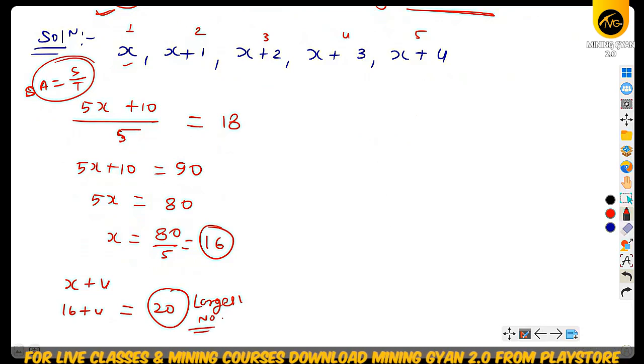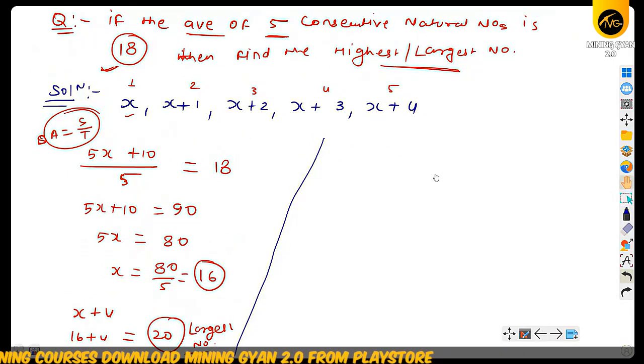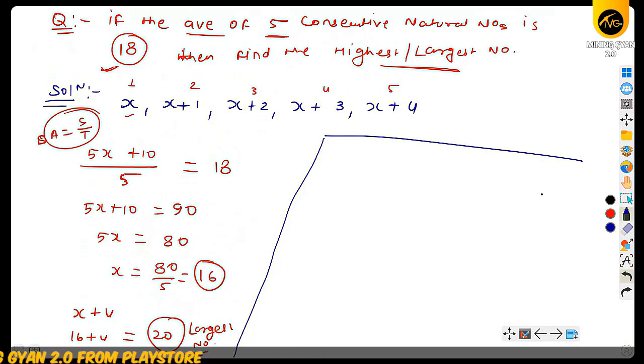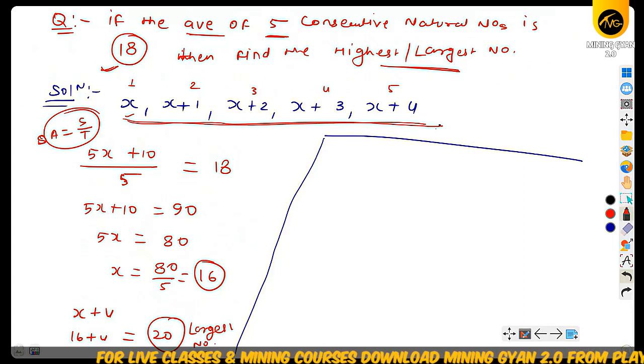Is it clear? So basically this is the traditional method. Now we can use a shortcut method to find the answer to this question by using our previous logic. Suppose, what is the mid number of these 5 consecutive numbers? Who can tell me what the mid number is? Tell me quickly, what is the mid number of the 5 consecutive numbers?